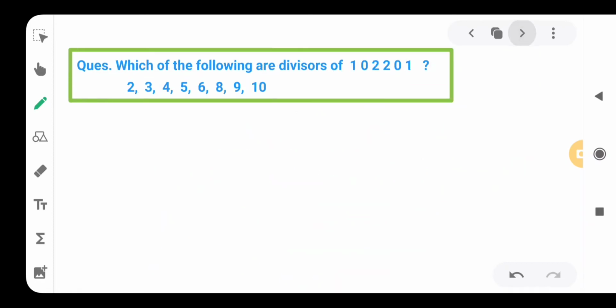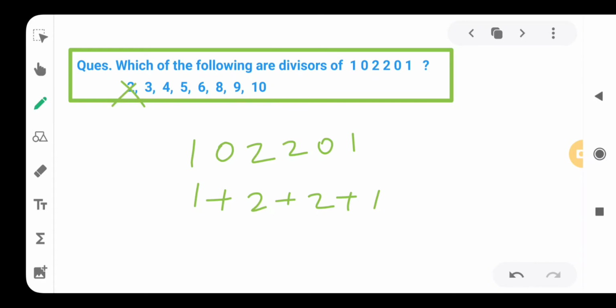सो लेट्स टेक द नेक्स्ट क्वेश्चन, हियर वी हैव, which of the following are divisors of 102201, दिस इज अ नंबर दैट इज 102201, हमें देखना है कि इनमें से कौन सी वैल्यू जो है वो इसका डिविजर है। सो फॉर दैट आई एम गोइंग टू चेक वन बाय वन, from 2 I'm going to write 102201, and according to this situation, if we talk about 2, we can't divide this number by 2 because we don't have an even number at the unit place. So 2 is not a divisor of this number. 3, I'm going to add all the numbers to check the divisibility of 3.